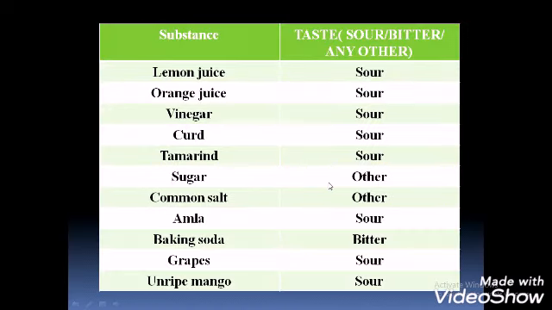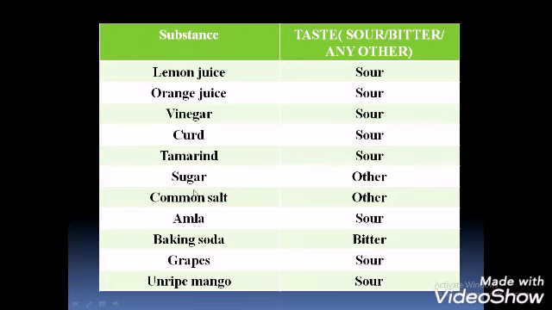We use in our daily life a large number of substances such as lemon, turmeric, common salt, sugar and vinegar, etc. Do they have the same taste? No. Let us recall tastes of some edible substances listed in this table. First one, lemon juice. It has sour taste. Orange juice has sour taste. Vinegar has sour taste, and curd, tamarind, grapes and unripe mango have sour taste.